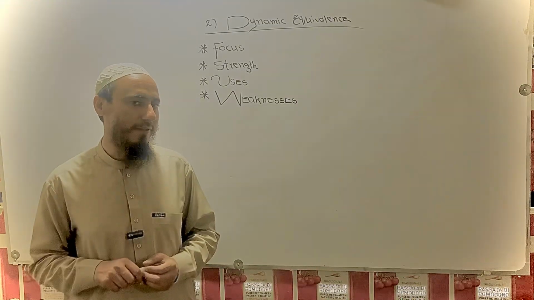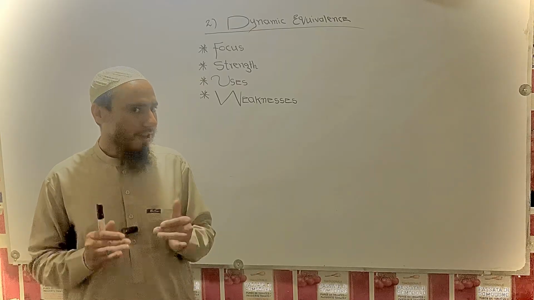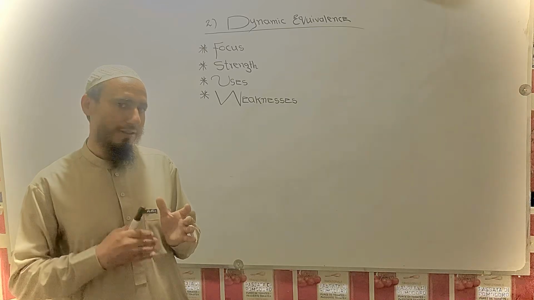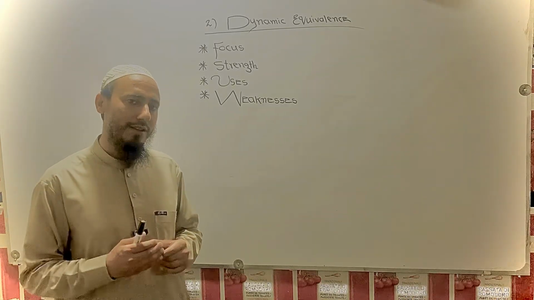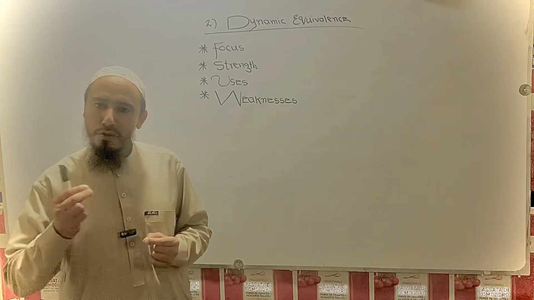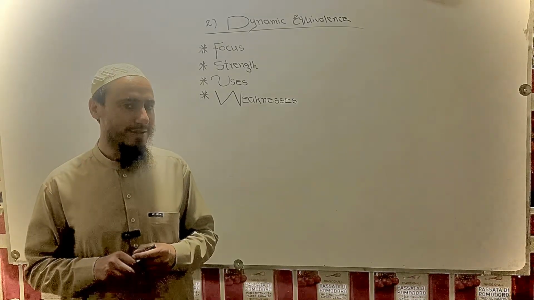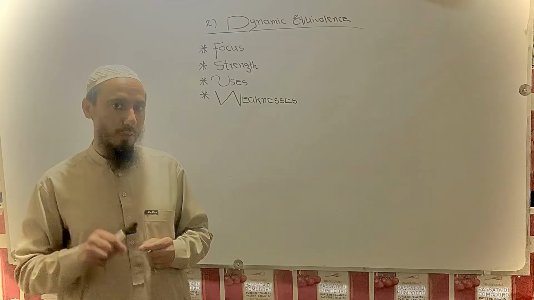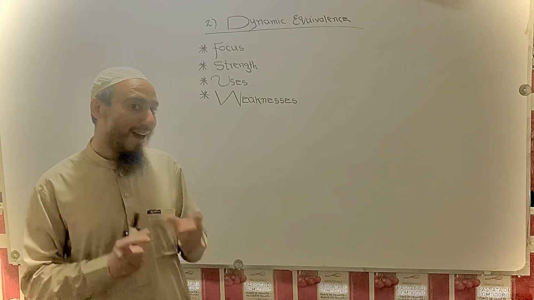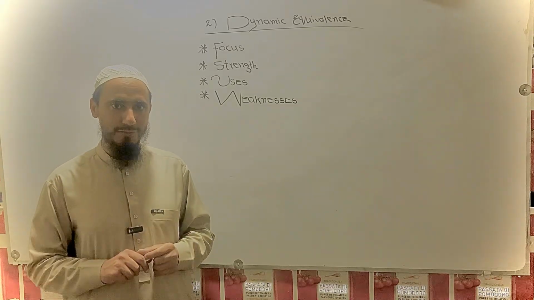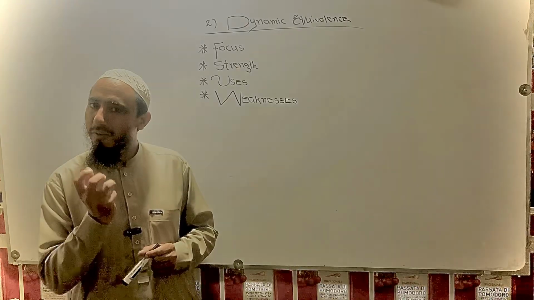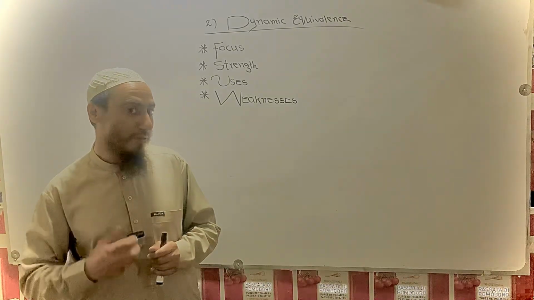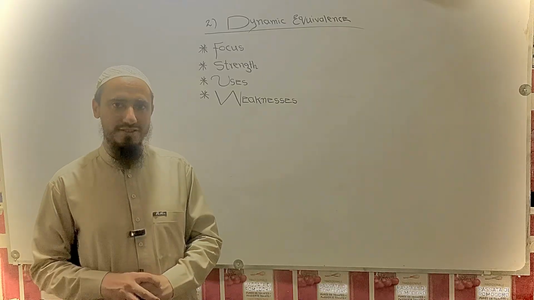Dynamic equivalence is defined as the type of translation where a translator converts or translates the meaning or the message of the source text into the target text with natural flow and meaning. Remember, here the focus is on the natural flow. Here the focus is on the meaning rather than words.